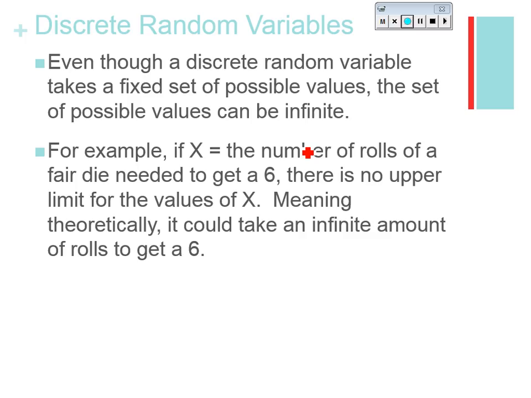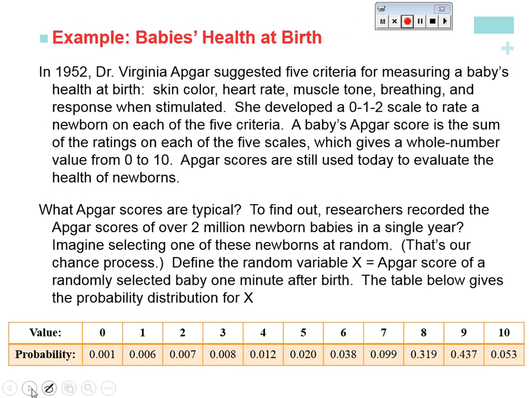Even though a discrete random variable takes a fixed set of possible values, and you'll see this more clearly in the example, the set of possible values can be infinite. For example, if x equals the number of rolls a fair die needed to get a 6, there is no upper limit for x, meaning you could theoretically roll a fair die an infinite number of times if you were going to do it until you got a 6.